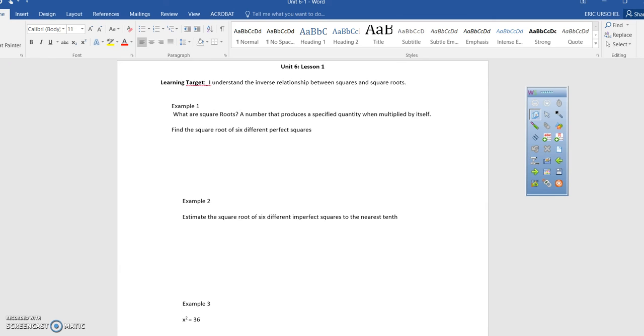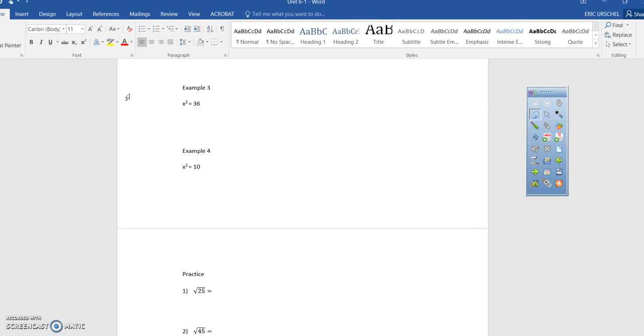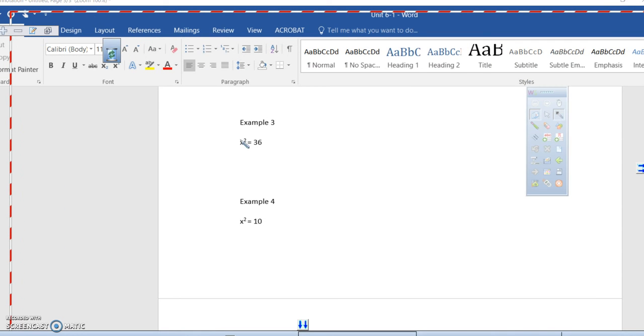Okay, so what's the relationship between a square and a square root? Well, this is an equation, x squared equals 36. I'm going to write it larger. x squared equals 36. How do I solve this equation? How do I get x by itself? How do I cancel out this x squared? What's the opposite, or inverse, of x squared?